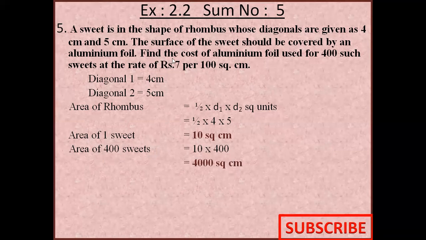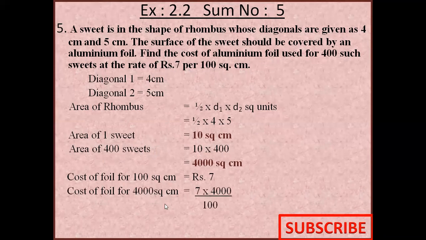Your final question is, find the cost of aluminum foil used for 400 such suites at the rate of rupees 7 per 100 square centimeters. So the cost of aluminum foil for 100 square centimeters is rupees 7. So the cost of foil for 4,000 square centimeters is 7 into 4,000 divided by 100. Why are we dividing here by 100? Because it's given that for 100 square centimeters only it is 7 rupees. So for 4,000 square centimeters, it's 4,000 by 100. So your answer is rupees 280.